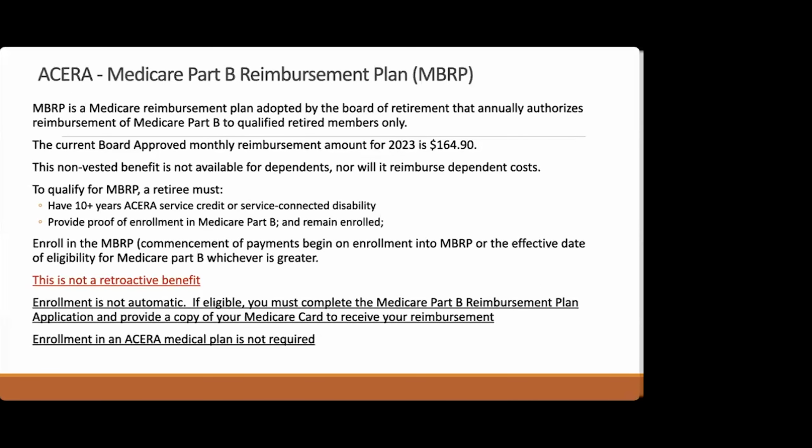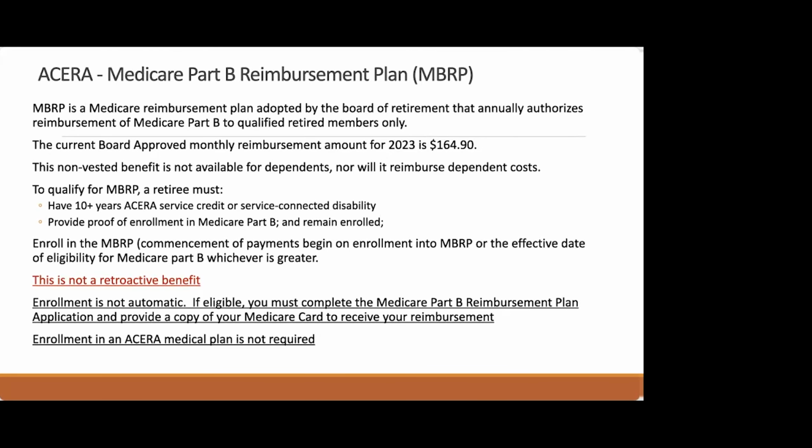So if you go to www.acera.org, you can go to our forms page, and then from there, it's the Medicare Part B reimbursement application. And then from there, you complete the form and send it to us with a copy of your Medicare card showing your Part A and Part B effective date. Once we have those 2 elements together, then we can enroll you in that benefit, assuming you've met the eligibility requirements, which we have the bullets for here on our page right here.